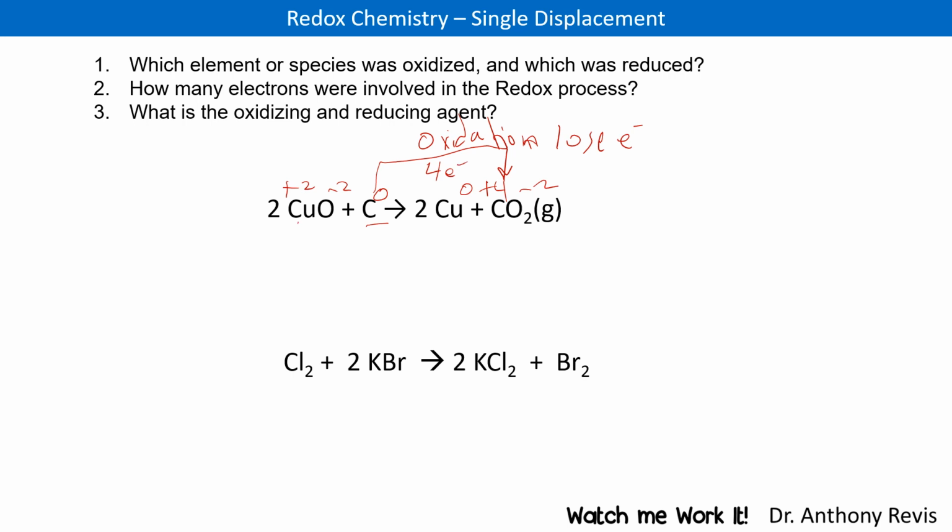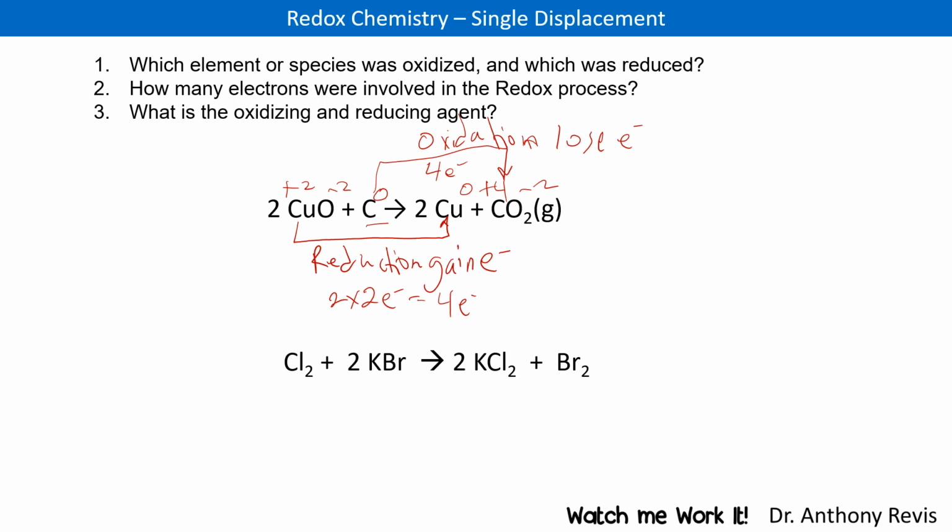Next, we take a look at the other species that changed. Copper, in this case, went from a +2 to a 0. It became more negative, therefore it moves in the negative direction. That's called reduction. So we have reduction here, and when reduction occurs, that means we gain electrons. 2 electrons. We had 2 units of carbon, 2 moles, 2 atoms of carbon doing it. So that's 4 electrons. 4 electron oxidation, 4 electron reduction.